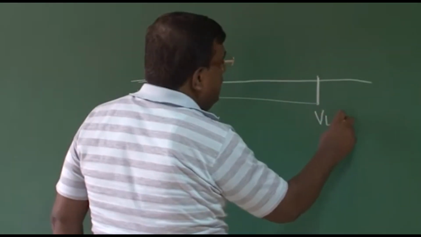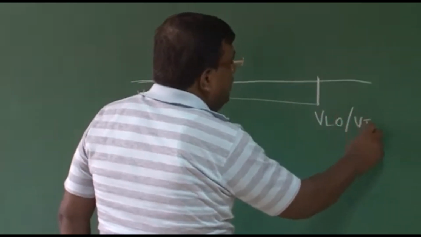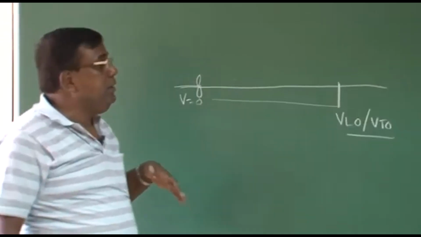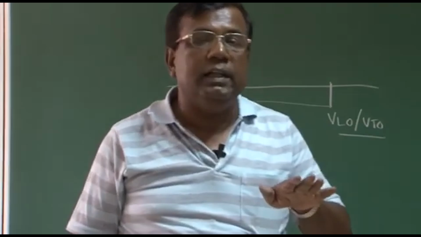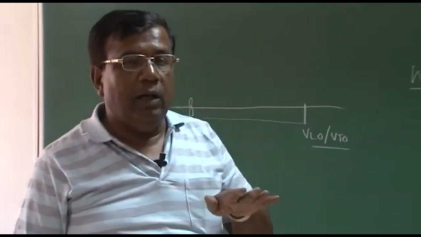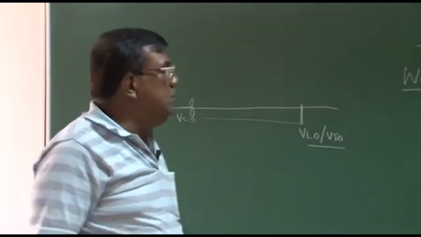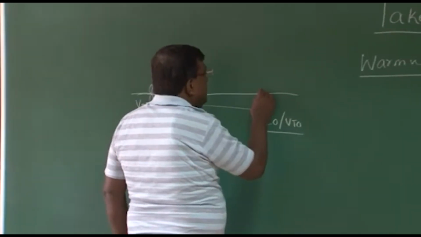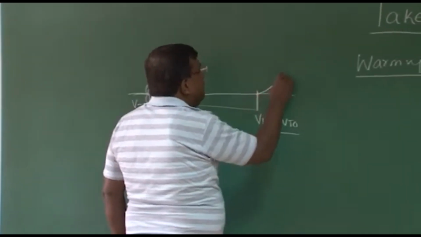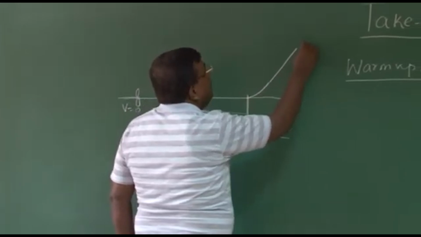I call it V lift off, V take off. That is the speed at which I should be able to generate enough lift by rotating the airplane by a small angle, and I should be able to climb. That is, I come here, I rotate the airplane and then climb and then do whatever I want to do.